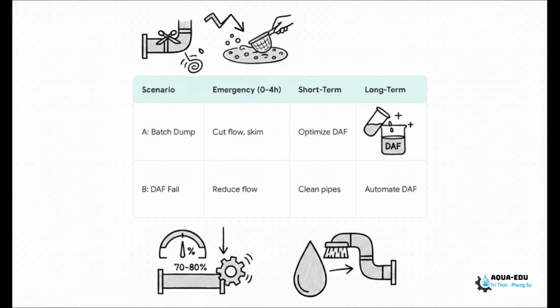If you're dealing with a batch dump, in those first 4 hours, you cut the flow immediately if you have a bypass, and you manually skim like your life literally depends on it. In the short term, get your polymer doses optimized. Now, for a DAF failure, drop the incoming flow to 70 or 80% of your design capacity right away. Give the mechanicals some breathing room to catch up, and stabilize your system.